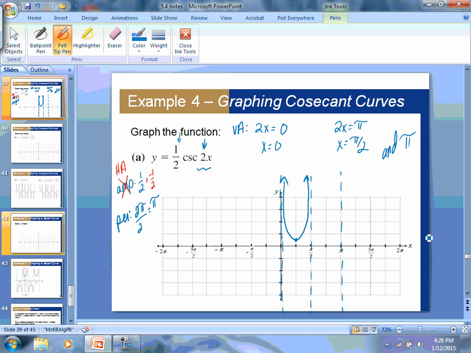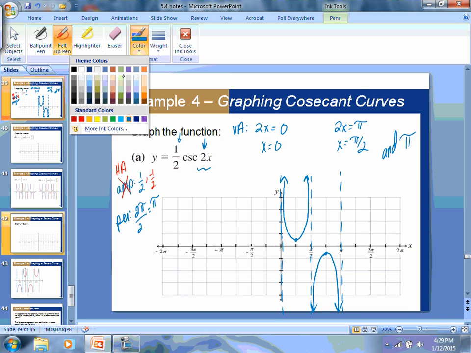And then for the next little horseshoe, I have to go down to negative 1/2, and I have to do that halfway between pi over 2 and pi. It's easy to find halfway between pi over 2 and pi. That's 3 pi over 4. And then you make your little parabola or horseshoe that opens down. And that's it. Now that's one period.